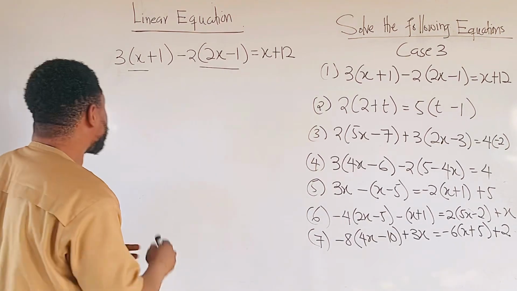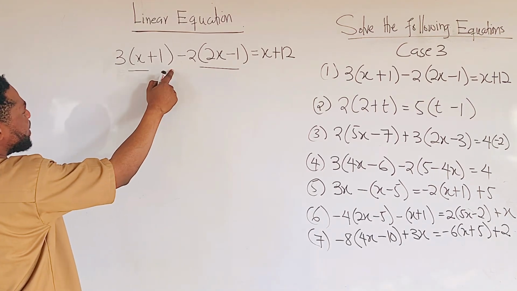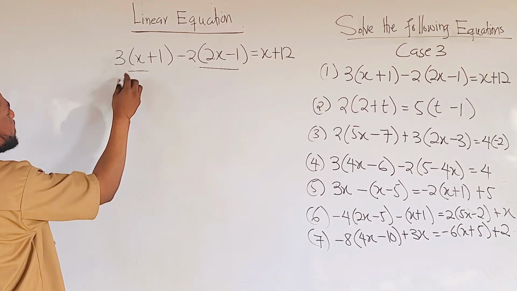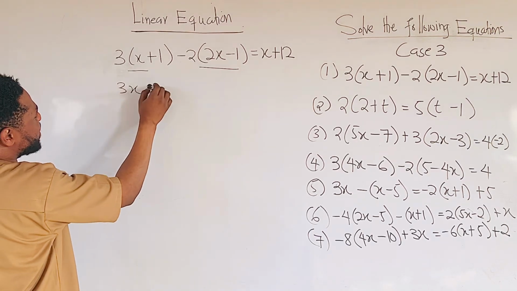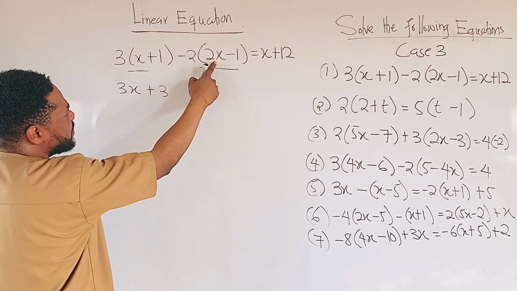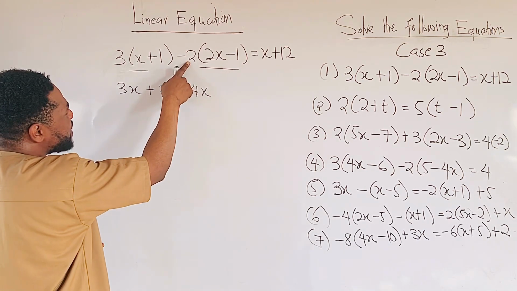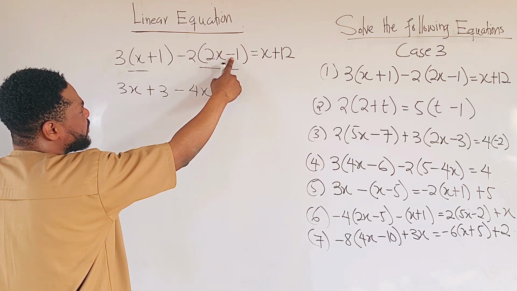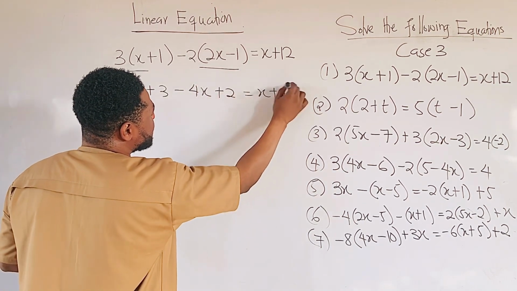And how can we do that? We use our number outside the bracket to multiply everything inside the bracket. So 3 times x will give us 3x. 3 times 1 will give us +3. This is -2 times +2x. It will give us -4x. And -2 times -1, it will give us +2, equal to x plus 12.